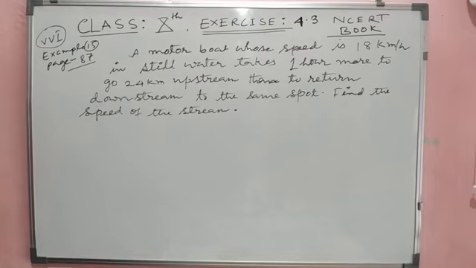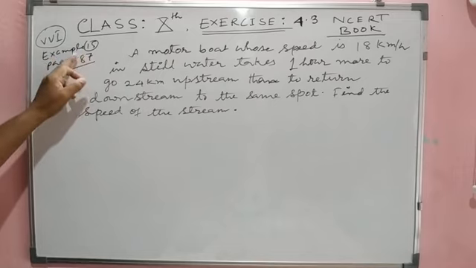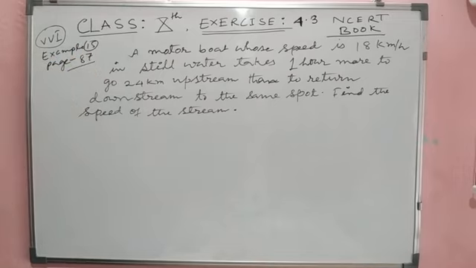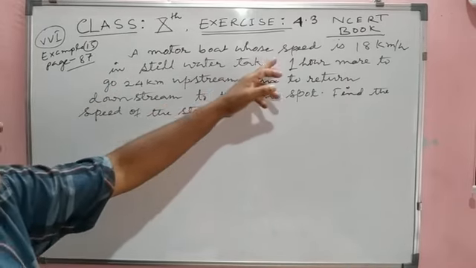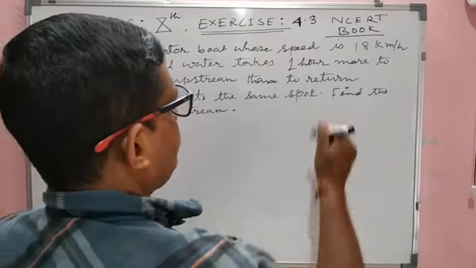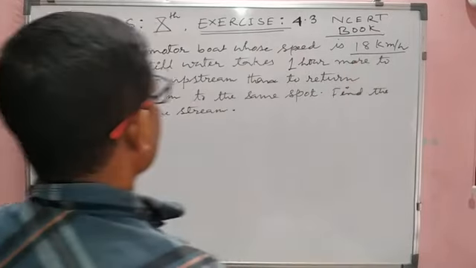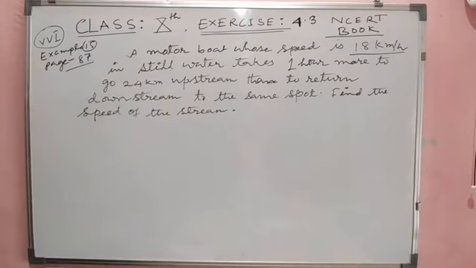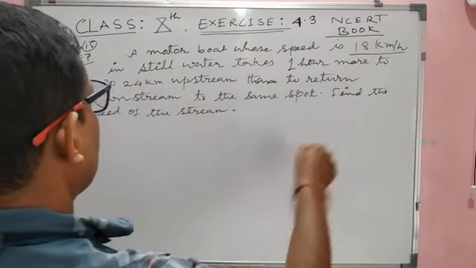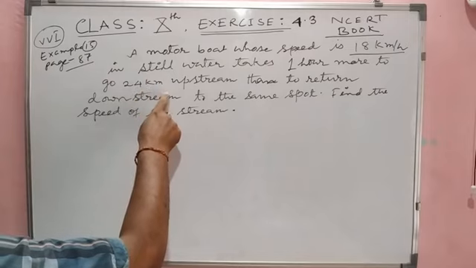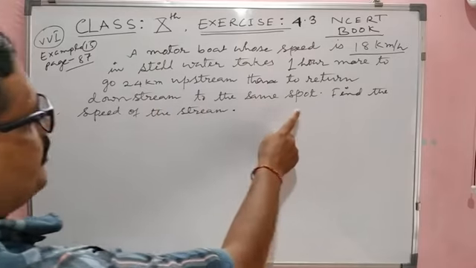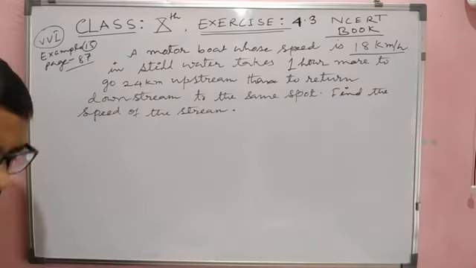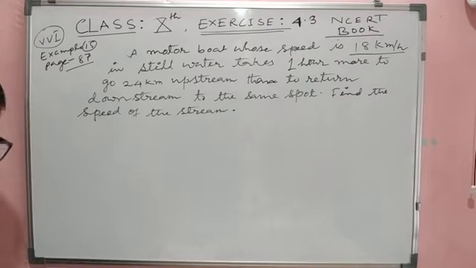Okay, now let us see one very important question from example number 15, page number 87. It is given many times in exam, so try to understand this question. A motorboat whose speed is 18 km per hour in still water takes 1 hour more to go 24 km upstream than to return downstream to the same spot. Find the speed of the stream.